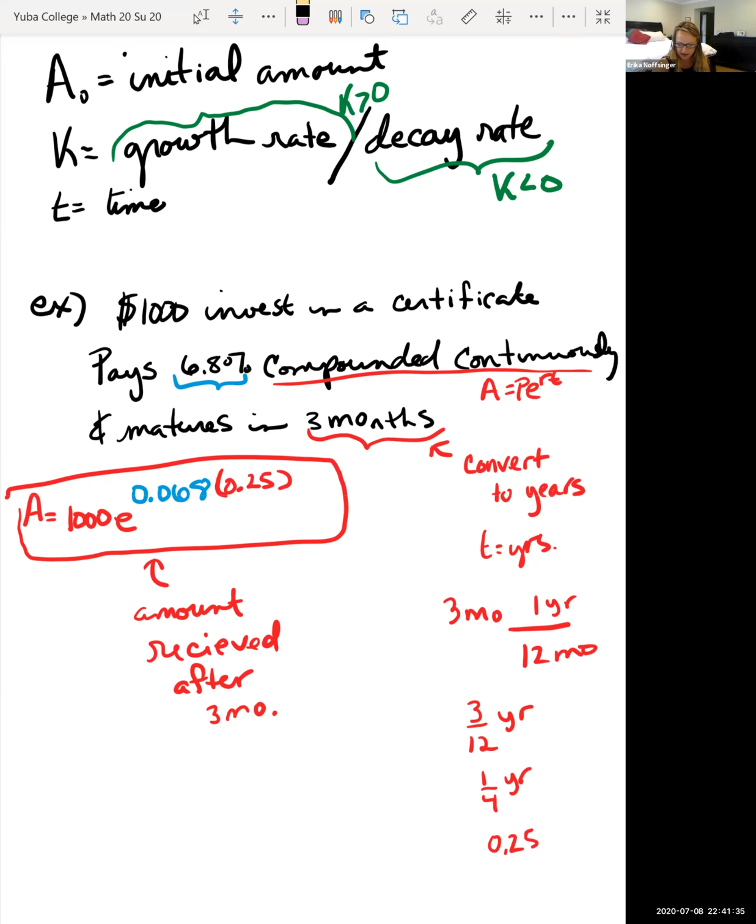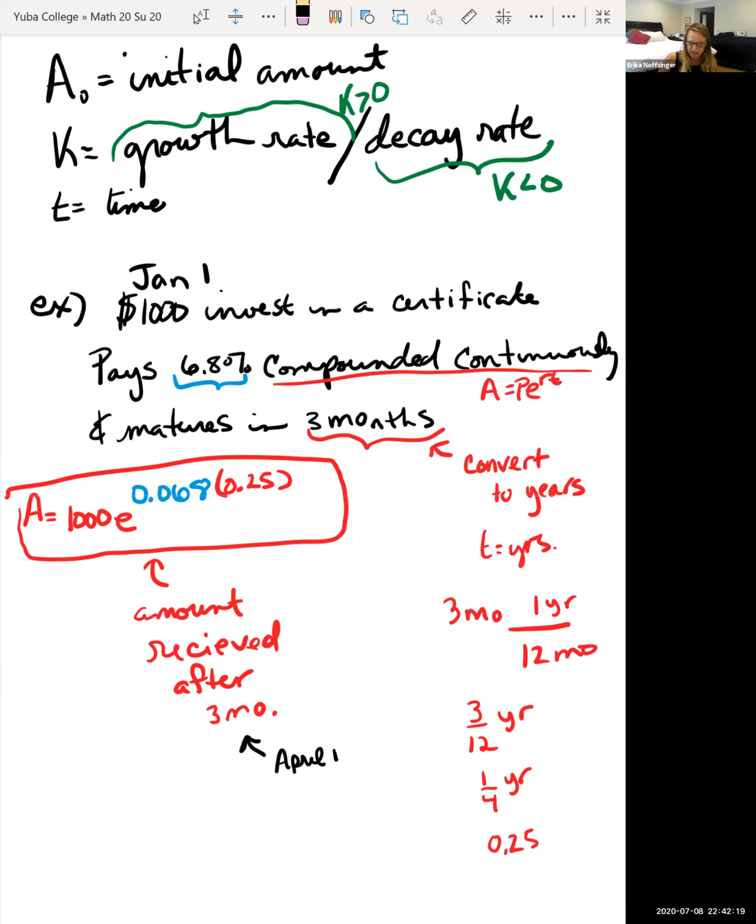So this is on January 1st. 3 months later, so this is the amount that she's going to have. Well, she has to have it in there for 3 months. So January 1st to February 1st is 1 month. February 1st to March 1st is 1 month. And March 1st to April 1st is 1 month. So this is the amount that she gets on April 1st.